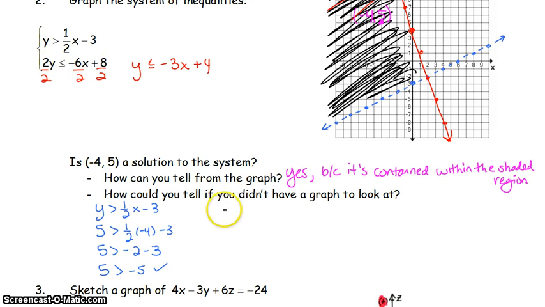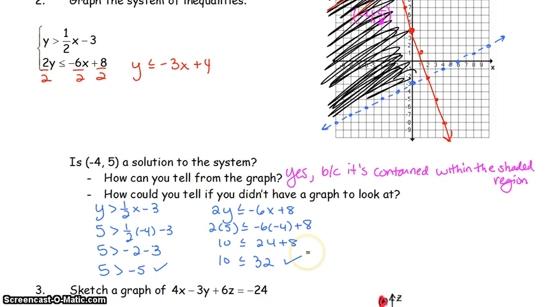Then we have a second equation, or inequality. 2y is less than or equal to -6x plus 8. Our y is 5. Our x is -4. 10 is less than or equal to 24 plus 8. 10 is less than or equal to 32. So it worked for both of our inequalities.